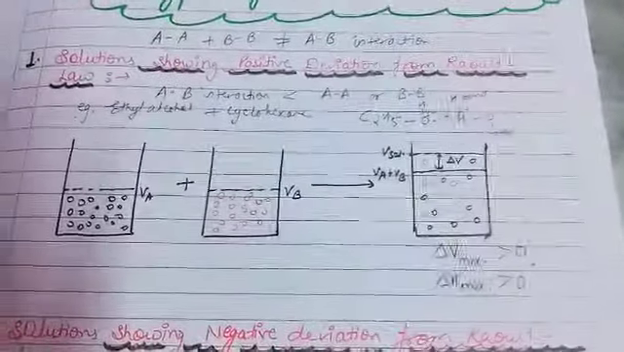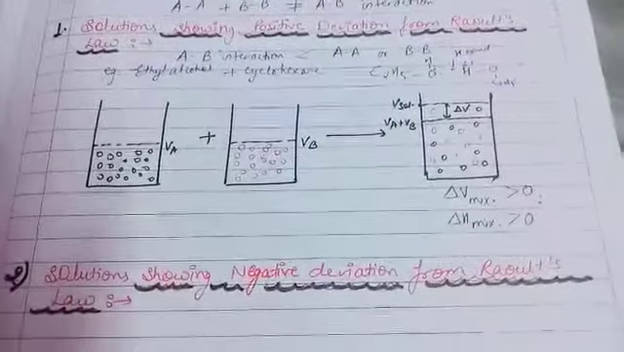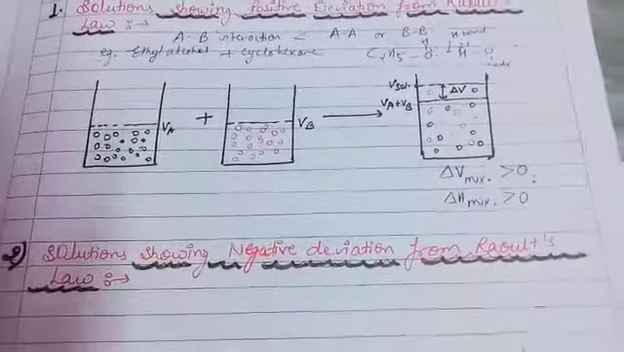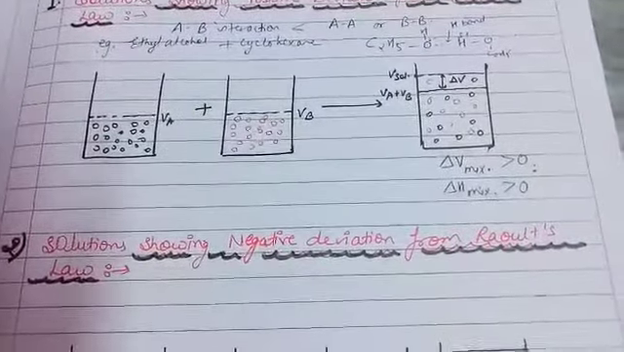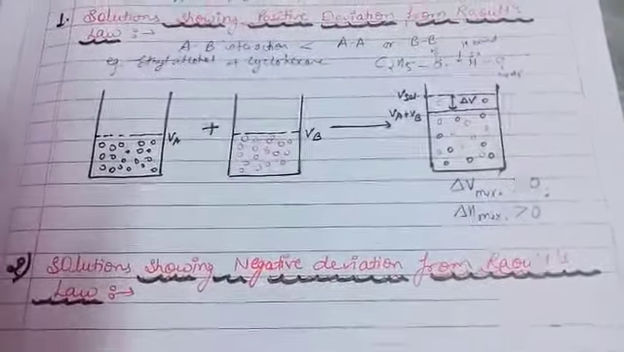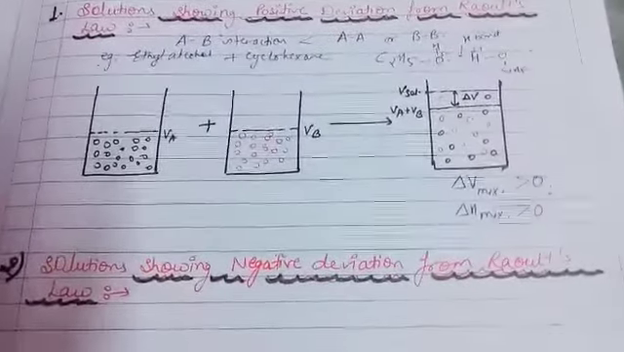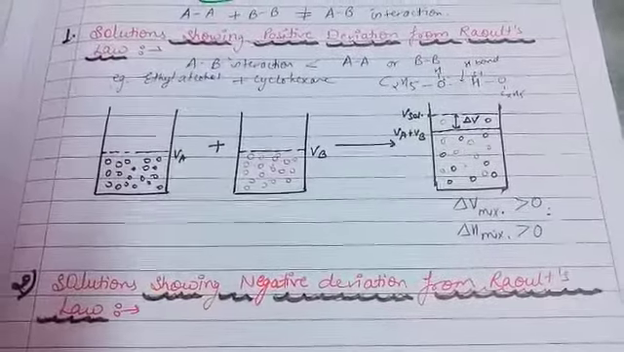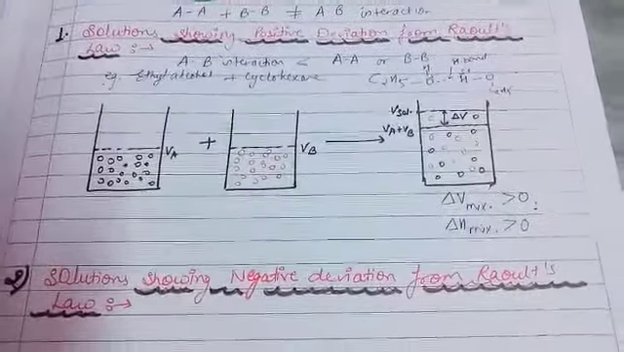Now second condition, if it is opposite, so the second type we have is the solution showing negative deviation from Raoult's law. Acha, now in this one more thing we have: you can represent this with the help of a graph also. Positive deviation or negative deviation, you can show it with the graph also, so I'll explain.